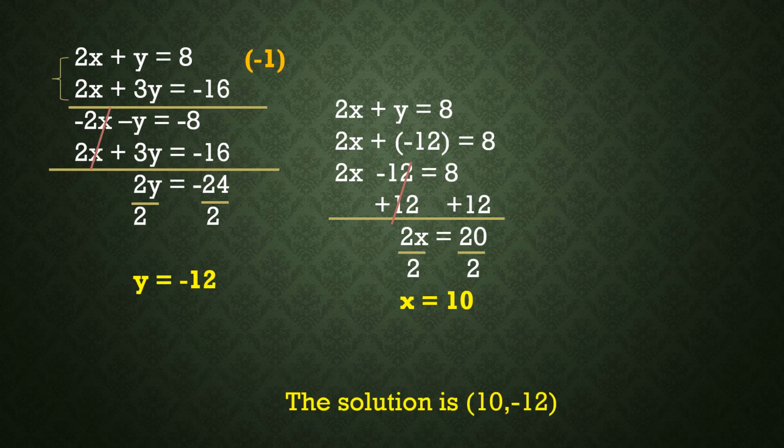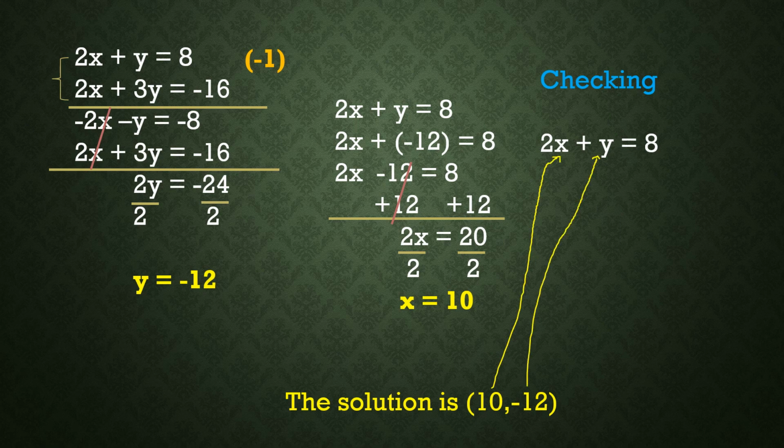Let us do the checking. For the first equation, 2x plus y equals 8. So we have to replace x by 10 and y by negative 12. That will be 2 times 10 plus negative 12 equals 8. 2 times 10 is 20. Positive times negative is negative. So it's minus 12 equals 8. 20 minus 12 is 8. As you can see, the left and right are equal.